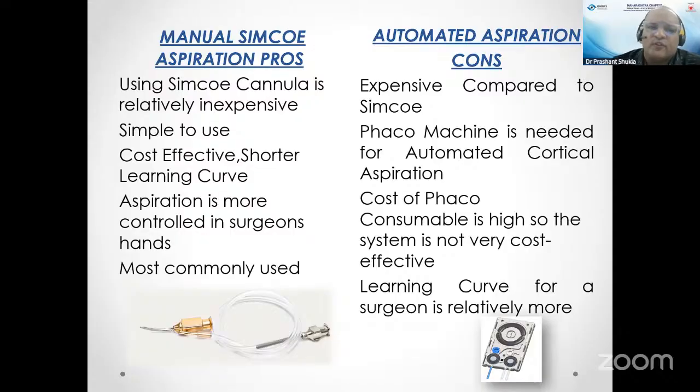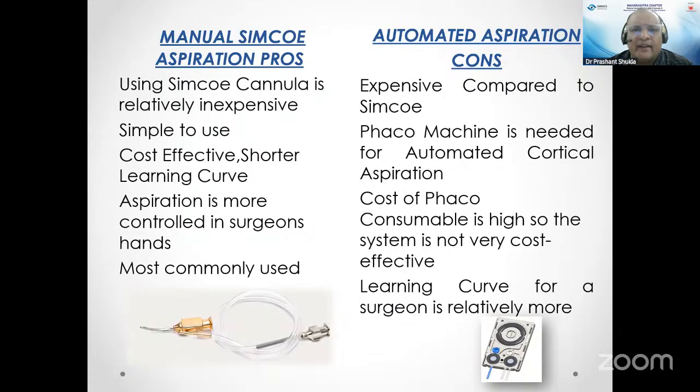The pros of using a Simcoe cannula would be that Simcoe cannula is a relatively inexpensive tool. It is simple to use, cost effective. It's got a shorter learning curve. Aspiration is more controlled in surgeon's hands, and it is one of the most commonly and widely used instruments in manual small incision cataract surgery.